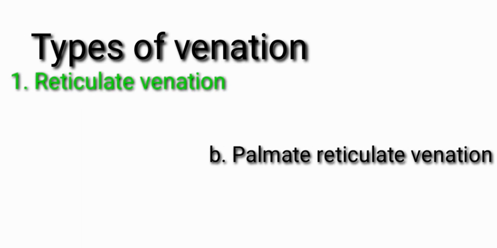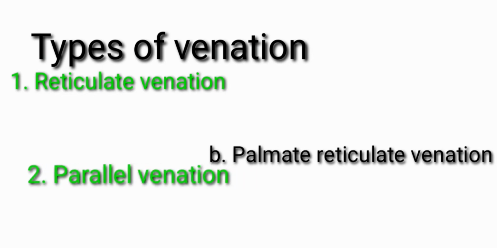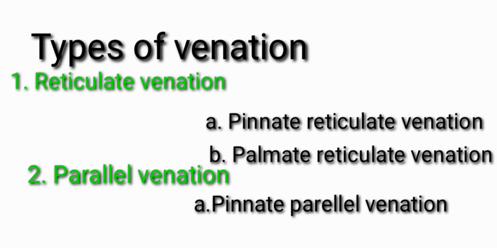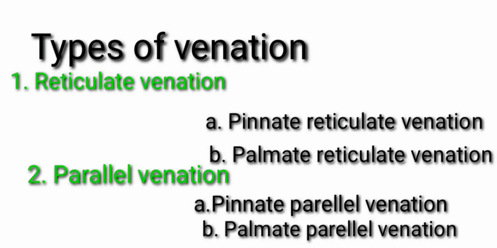Types of venation: there are two types of venation. First one is the reticulate venation and second one is the parallel venation. There are two types of venation under the reticulate venation, which are the first one, Pinnate reticulate venation, and second one, Palmate reticulate venation. Similarly, under parallel venation, there are two types of venation. First one is Pinnate parallel venation and second one is Palmate parallel venation.